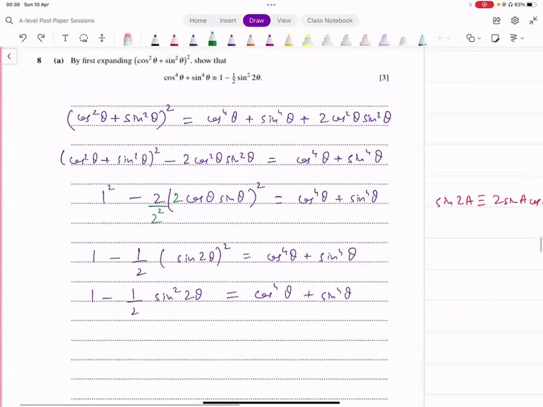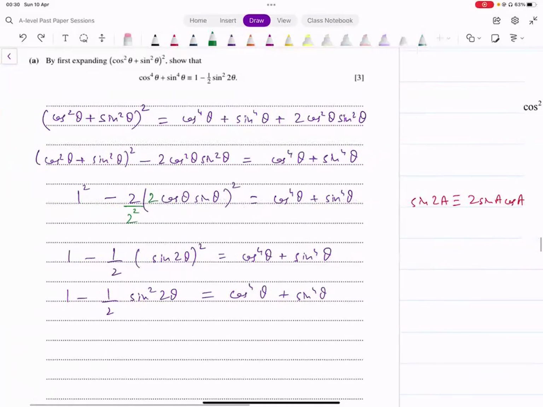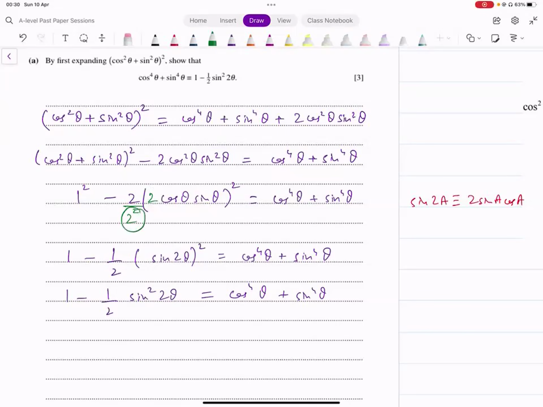बट देन मुझे डबल एंगल चाहिए था, डबल एंगल में मुझे 2 sin a cos a वाली फॉर्म चाहिए थी, तो मैंने यहाँ पे 2 अंदर लगा दिया. लेकिन उसको बैलेंस करने के लिए मुझे बाहर फिर 2 से डिवाइड करना पड़ा, बिकॉज अंदर मैंने 2 स्क्वायर से मल्टीप्लाई किया, तो बाहर भी मैंने 2 स्क्वायर से डिवाइड कर दिया टू बैलेंस दैट.